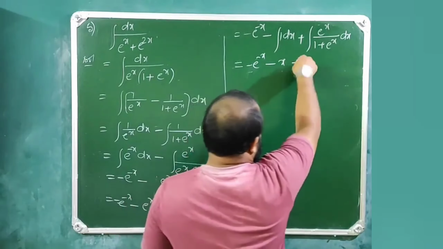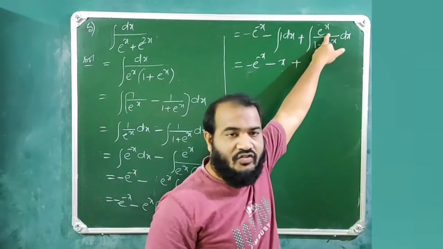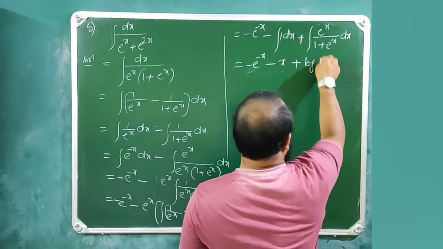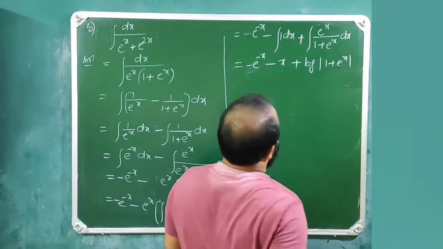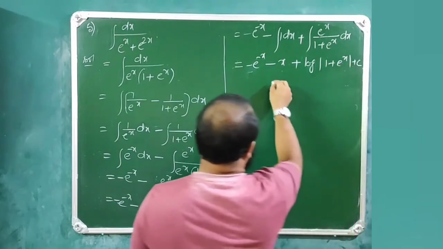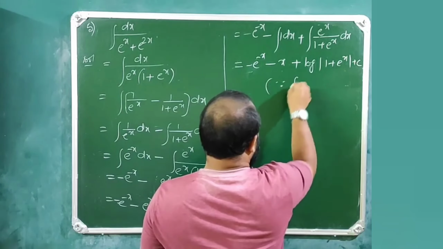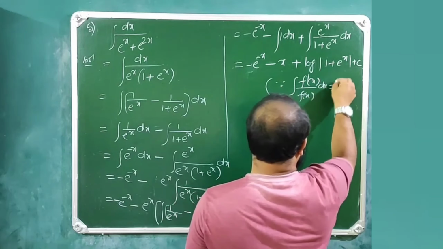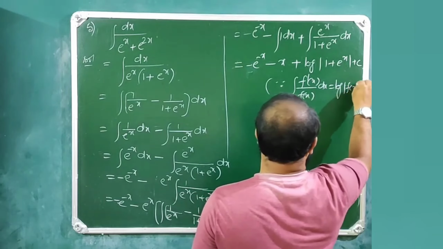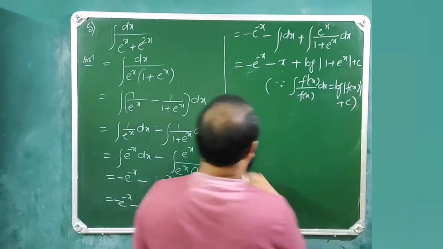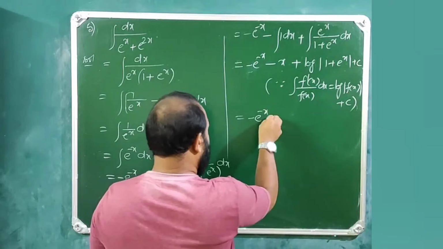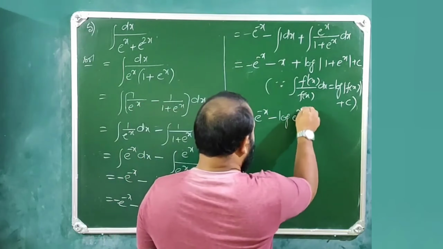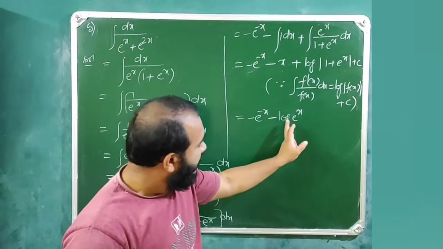Now this is plus. 1 plus e power x, derivative is itself e power x. So this is f dash x by f of x, which is log mod f of x. So log 1 plus e power x plus constant of integration c, since integral of f dash x by f of x dx is log modulus of f of x plus c. Now this is equal to e power minus x minus, so this x I am writing as log e power x. So why am I writing log e power x?